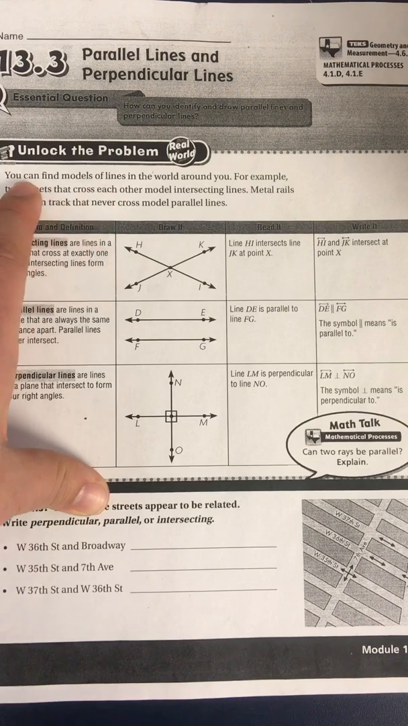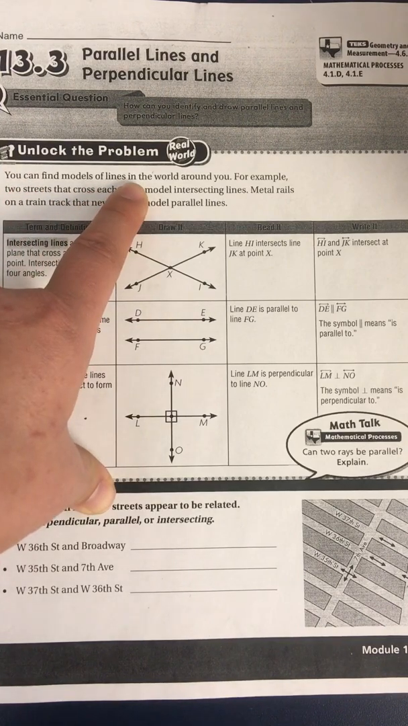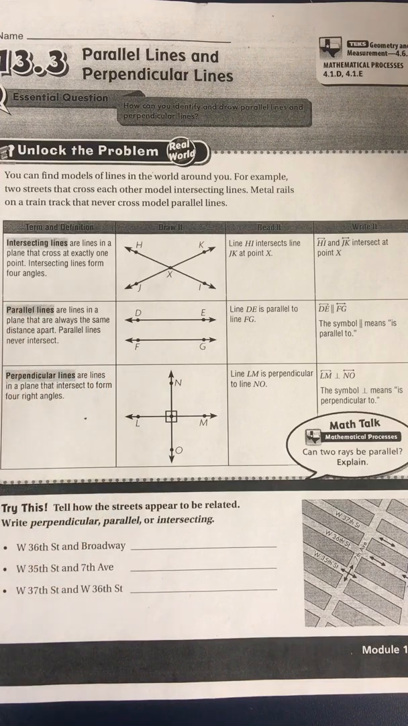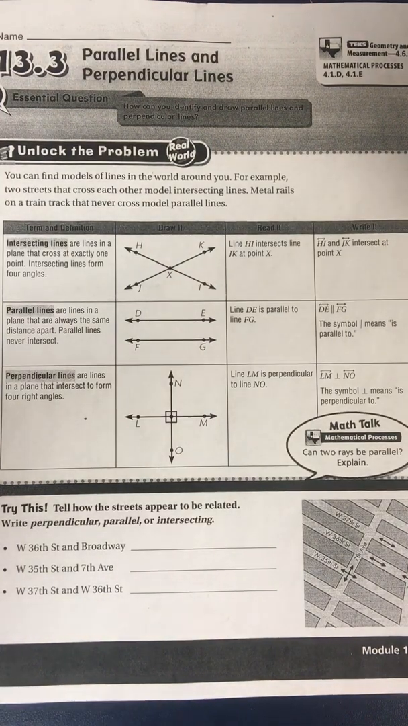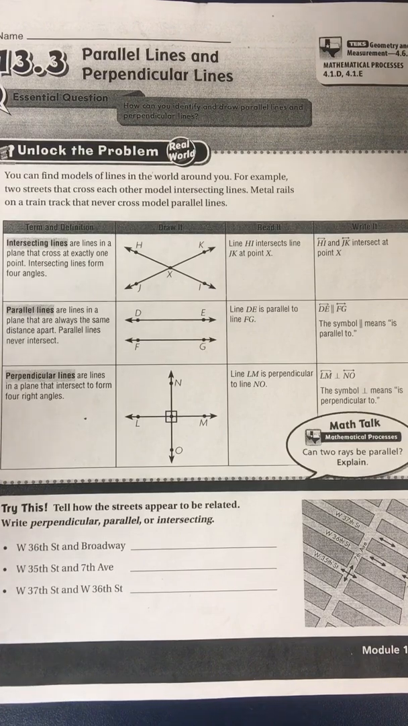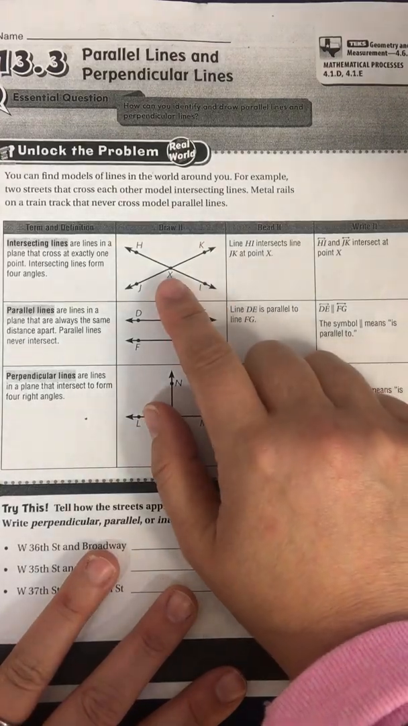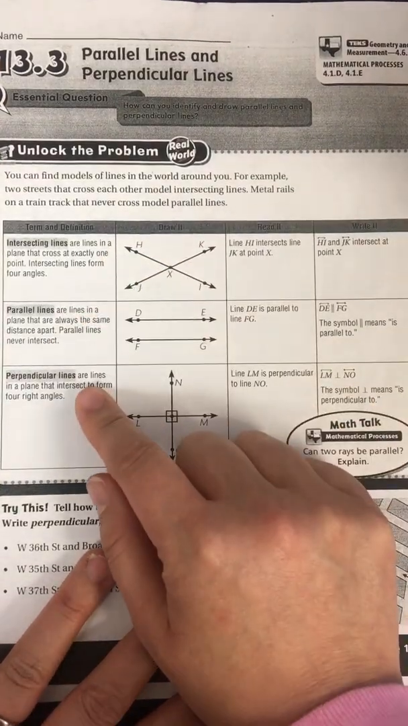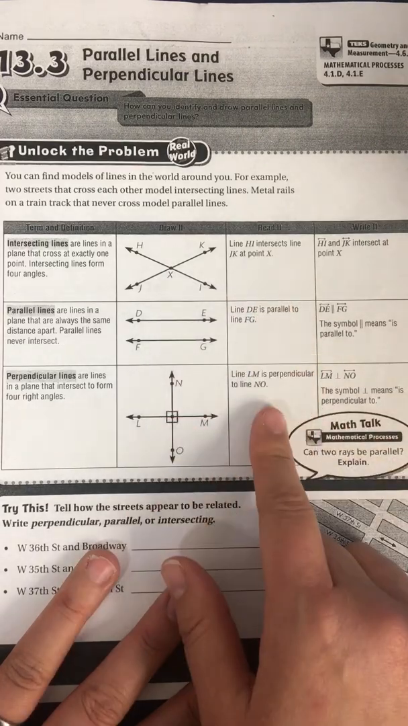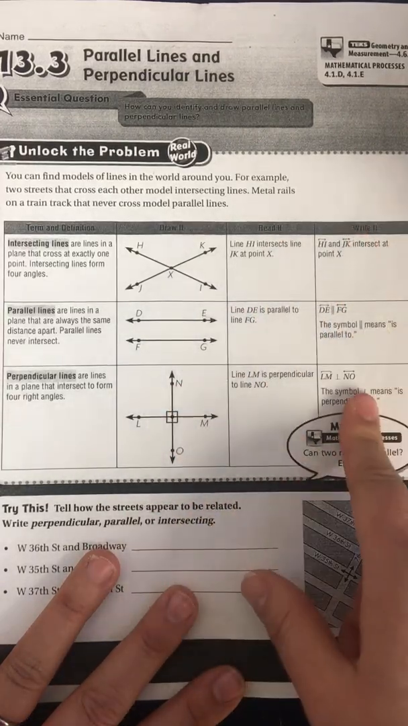But unlock the problem. You can find models of lines in the world around you. For example, two streets that cross each other model intersecting lines. Ooh, that's a new word for us. Metal rails on a train track that never cross model parallel lines. And so I like this because it's going to show you also how intersecting, parallel, and perpendicular lines are written, how you read it, and how you write it.